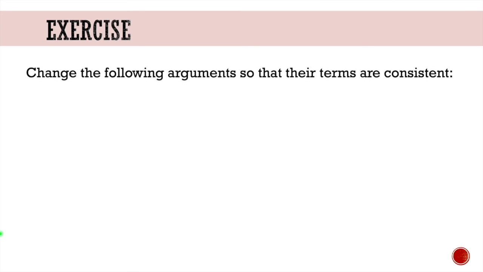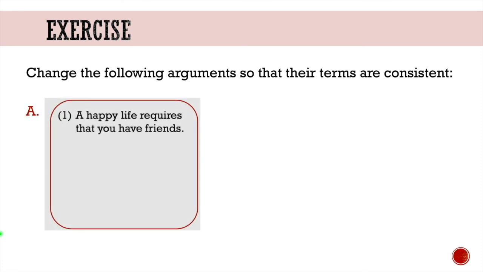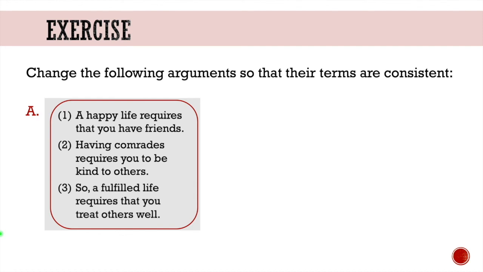Okay, time for another exercise. Change the following arguments so that their terms are consistent. First argument, premise 1. A happy life requires that you have friends. Premise 2. Having comrades requires you to be kind to others. Conclusion. So, a fulfilled life requires that you treat others well.